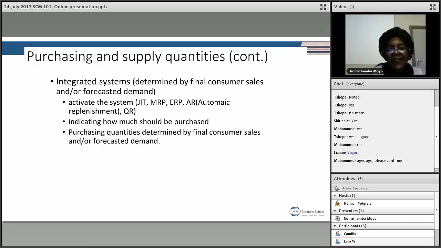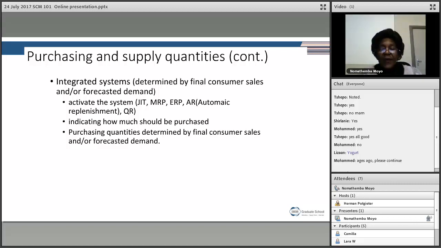I've talked about integrated systems, and I've said now you'll note that there are a lot of systems at play, like JIT, which is just in time, which originated from Toyota, which had identified wastage as the most evil in business. MRP, materials replacement, so MRP, ERP, and AR, which is automatic replenishment, and QRs. Please look for those.